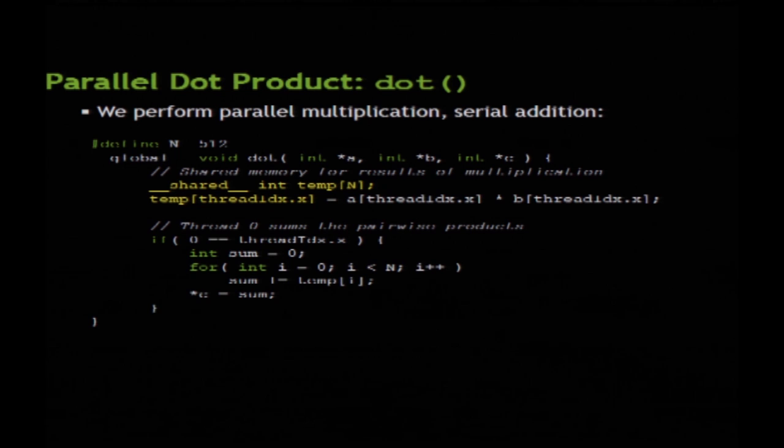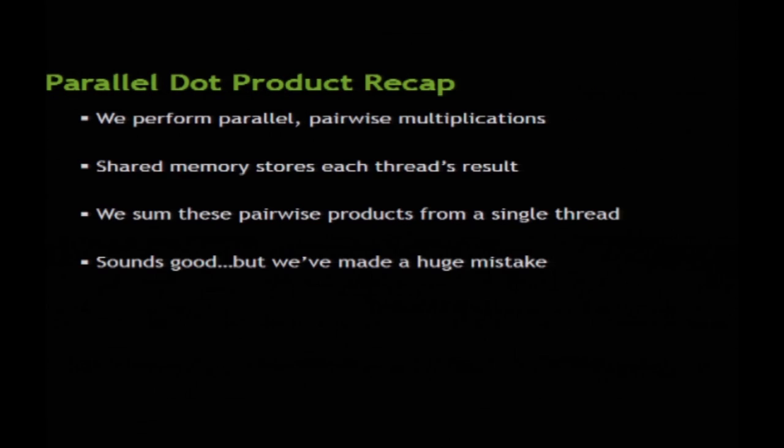Now, it does have a problem, and that's where I want to introduce some other concepts. In this part, we performed a parallel pairwise multiplication. The shared memory stores each thread's result, so now all the threads in that block can see all of those temporaries. We sum these pairwise products from a single thread. It sounds good, but we made a huge mistake, right? This gets back to your caveats of parallel programming.